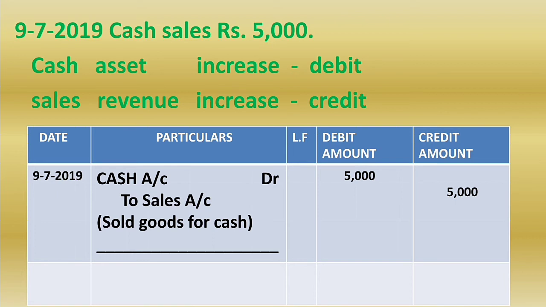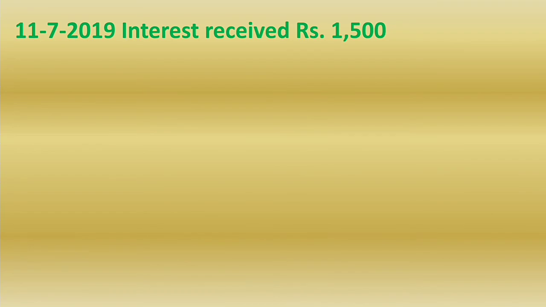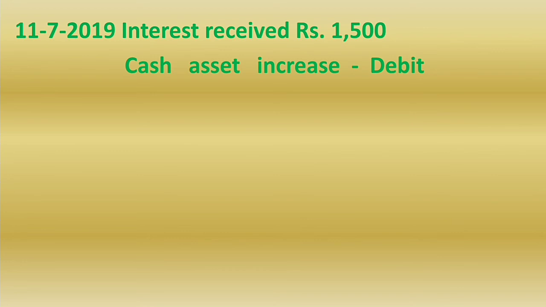Now the next one. Interest received rupees 1500. Interest received means interest received in cash. So the business received cash. The first account is cash account. Cash is an asset. Received cash. Then cash balance increased or asset value increased. Asset increase, then debit asset account. Then debit cash account. Interest received is an income.